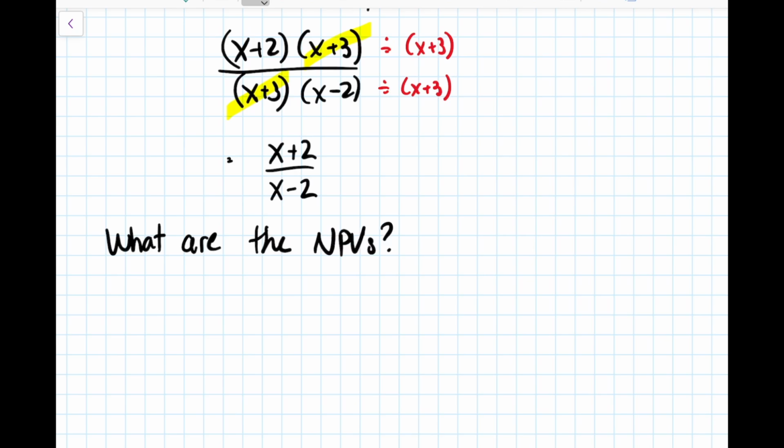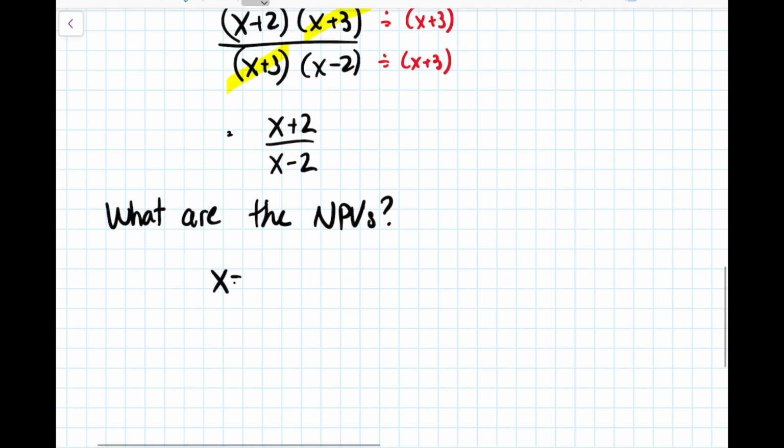So looking at our final answer here, we have x minus 2 in the denominator, so we've got an NPV of x cannot be positive 2. But that actually isn't our only NPV, and it's not going to be a negative 2 from that numerator because we don't care about the numerators. Our other NPV here is negative 3.